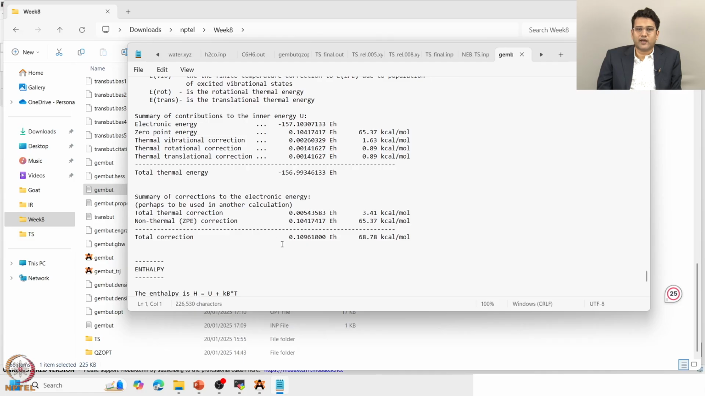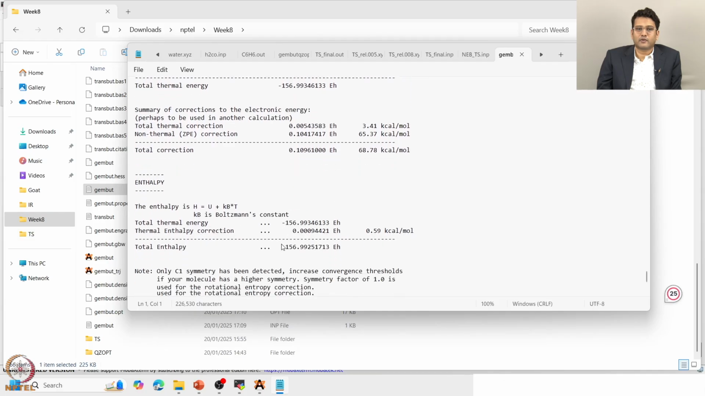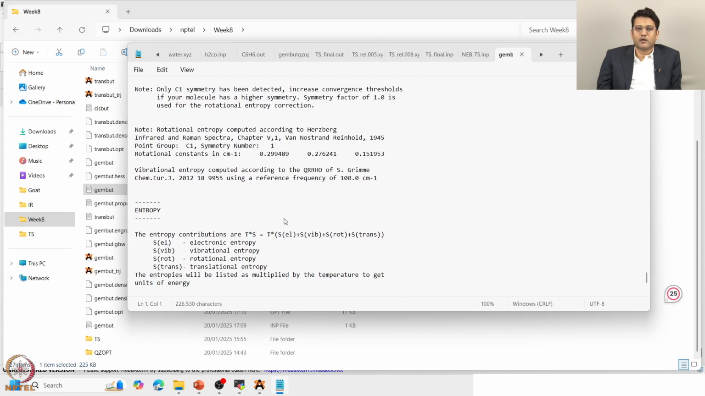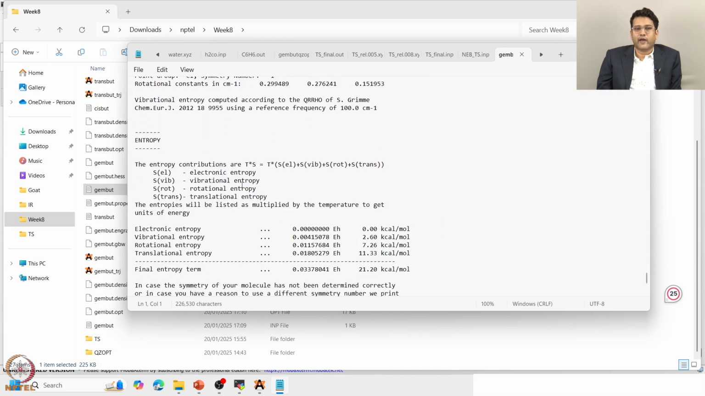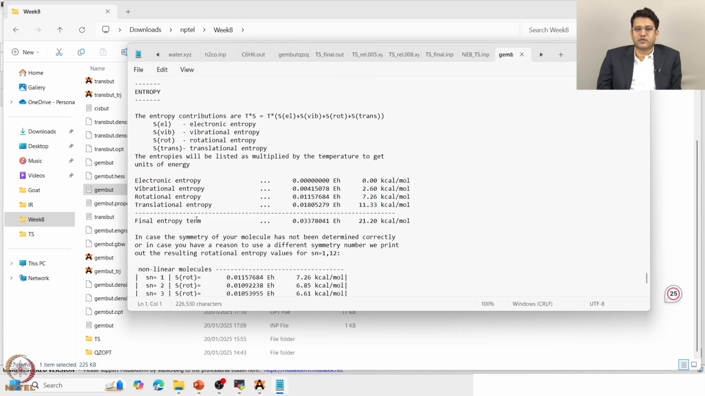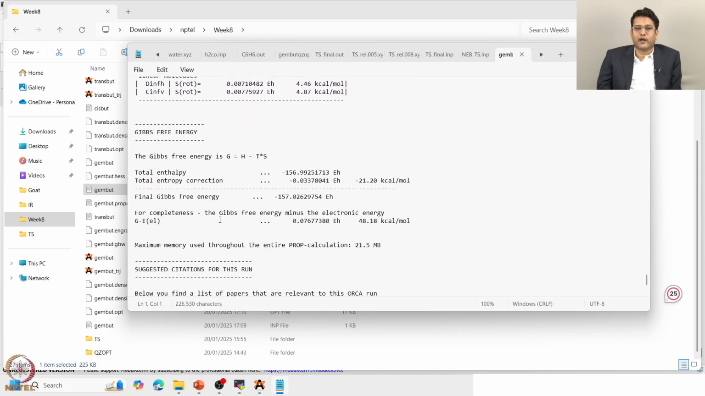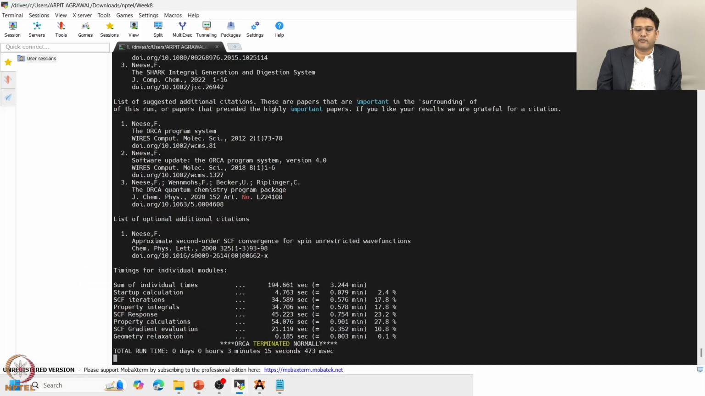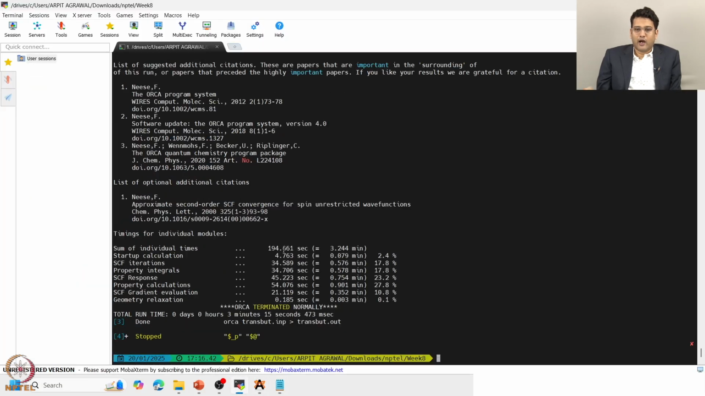So these are the total correction and total thermal energy, total enthalpy, and these are the entropies. So these are the final entropy terms, and the total gives the free energy, and the free energy minus the electronic energy. So we'll come back to that. I believe our other job is finished, so we can go now to the cis one.